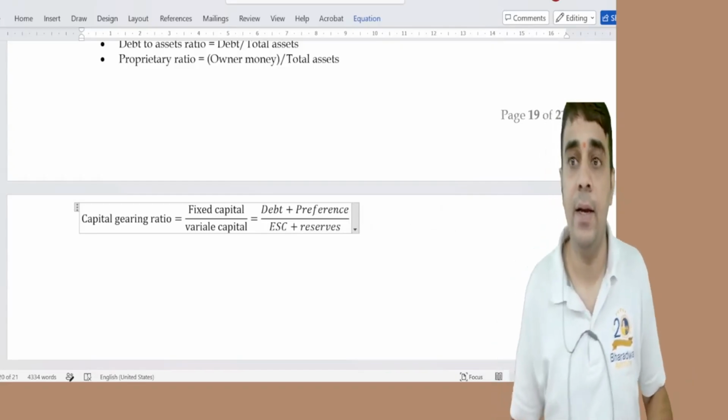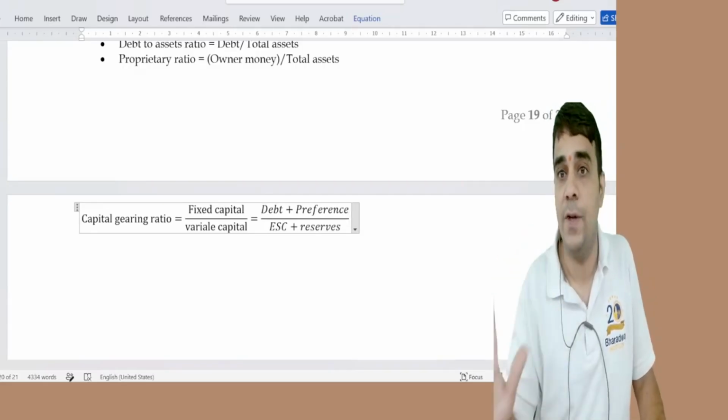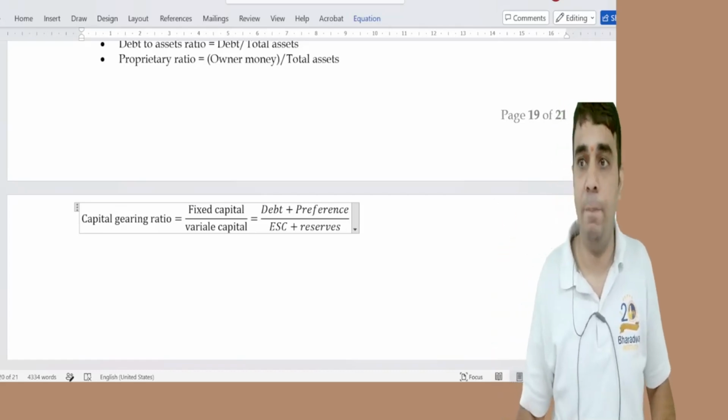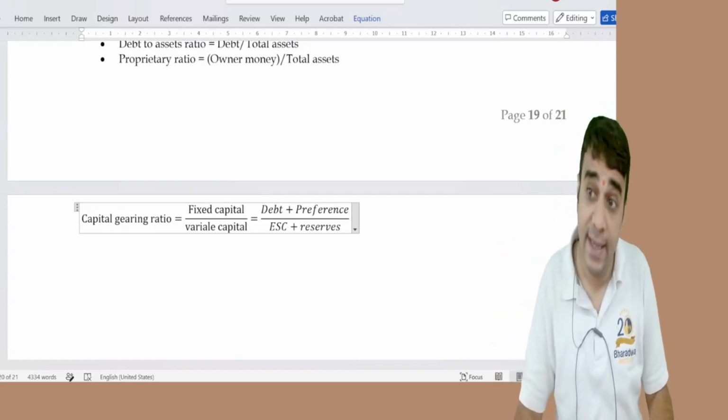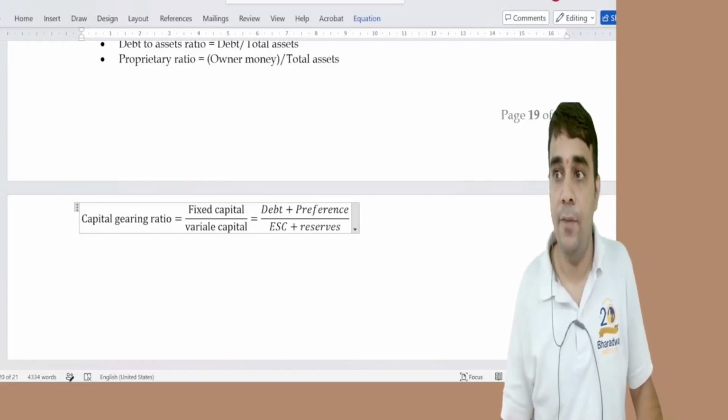Equity share capital and reserves. Why is it called variable capital? Because the outflow on this is not fixed in nature. Business doing bad, don't pay dividends. Business doing really well, you can pay double dividends also.